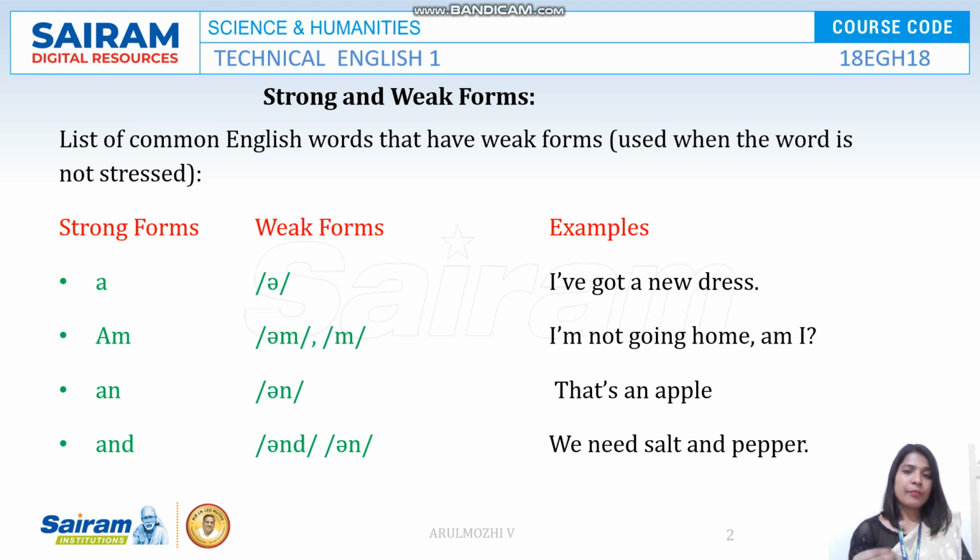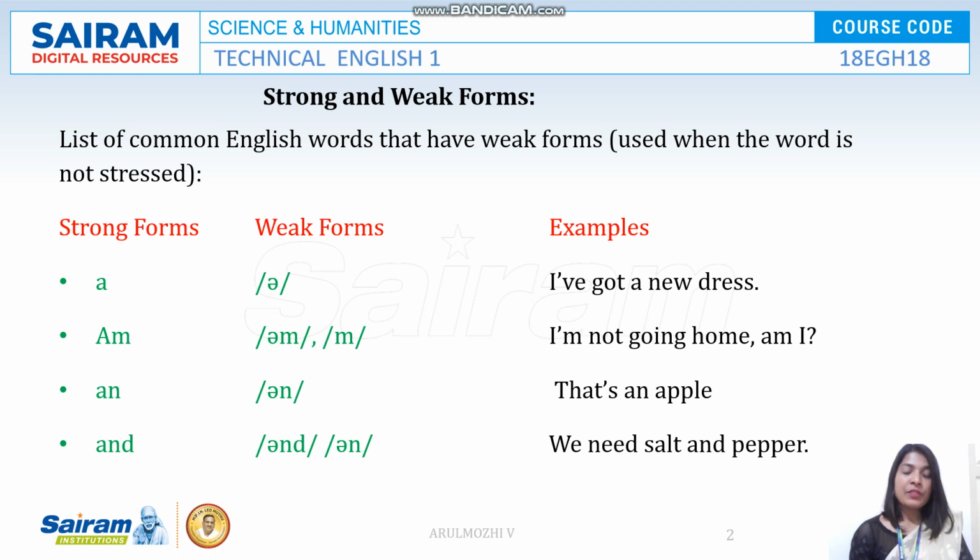And when we speak every day, when we speak faster, the strongest form derives and takes the weak form of the word. Take for example, I will come. When we speak it in a daily conversation, we say I'll come. So the shortest form of will is 'll.